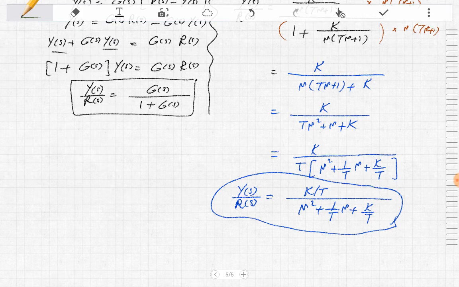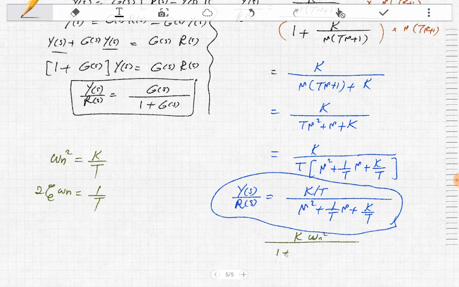K only? No. K over T. Yes, omega n squared is equal to K over T. And what's 2 eta omega n? Do you know why? Because we said before the standard form is K omega n squared over s squared plus 2 eta omega n s plus omega n squared. This is the general form.